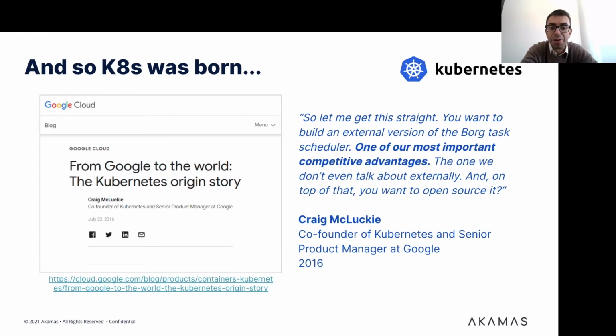In 2013, a couple of Google engineers wanted to bring the benefits of Borg to the wider world. The idea to build an open-source version of Borg was not well received at the beginning, but eventually they got the green light and so Kubernetes was born.